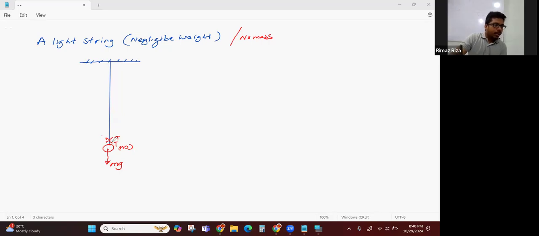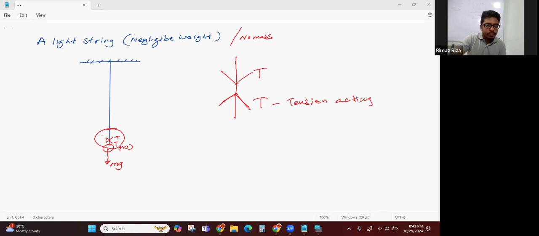So here, if I enlarge this part of the string, here's the string, and I have marked two things like this, right? So here this is T and this is T. So this is the tension. Now this is the tension force acting on the mass. Tension force acting on the mass.